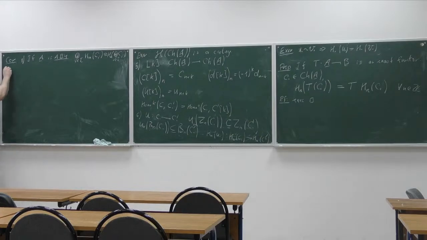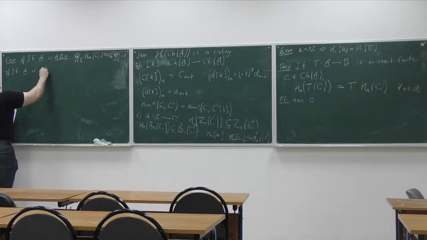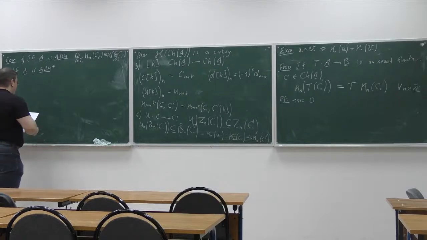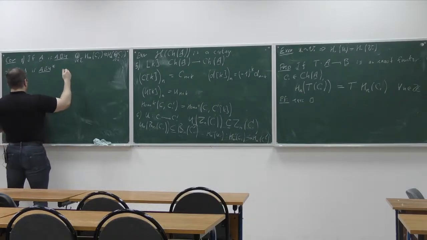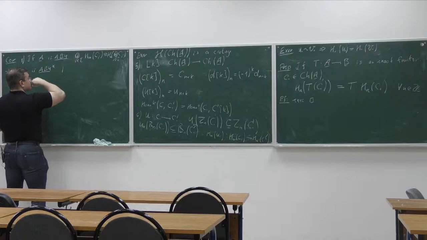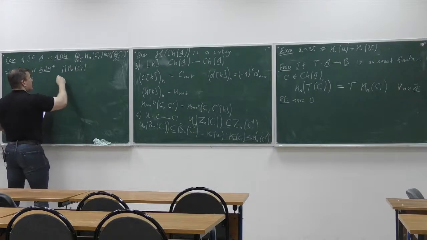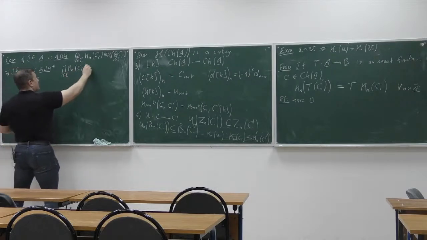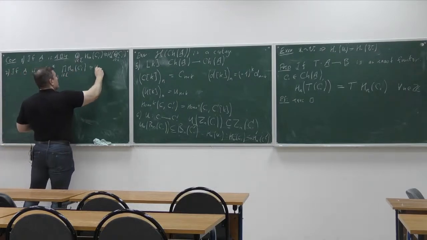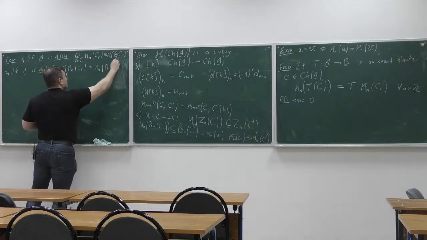Of course, the dual statement is that if A is AB4 star, we can replace the sum by the product, and we get the following isomorphism: the product of the homologies of the complexes is isomorphic to the homology of the product.